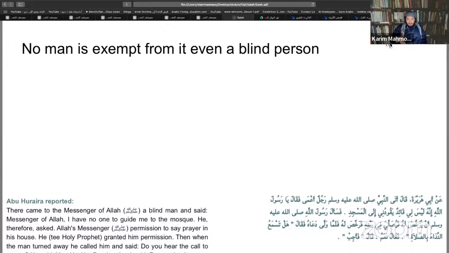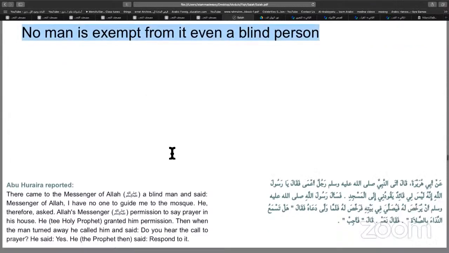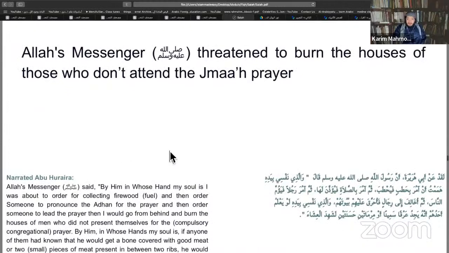So this blind man asked the Prophet ﷺ, do I have an excuse to pray at home? The Prophet ﷺ told him, no, there's no excuse for you. So if the blind man has no excuse, do you think I have an excuse? You think Munir has an excuse or Sulaiman has an excuse? No, we don't. You understand? So this indicates to us that Muslim men must pray in the masjid.